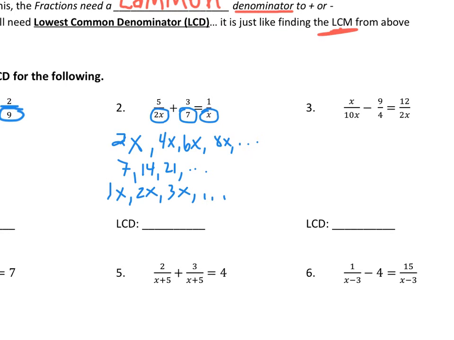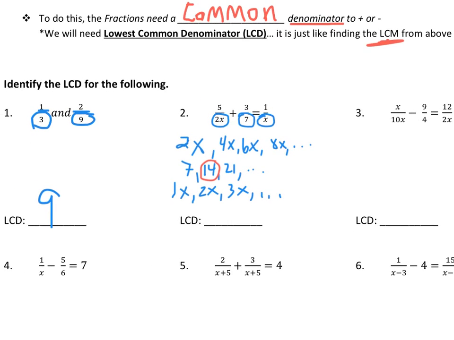Alright, so if you were, I didn't extend my 2's out very far, but if I did, it would hit 14. 2, 4, 6, 8, 10, 12, 14. And then 7 hits 14. 1 is a freebie. 1 will hit 14. It'll get there because you can do 1 times 14, get 14. Anyway, so 14 is going to be the number that we need for our lowest common denominator, but there are x's involved in the problem, so we're going to need 14x.